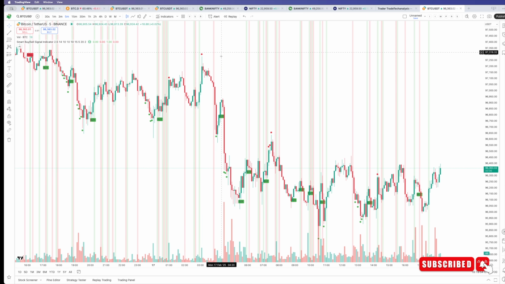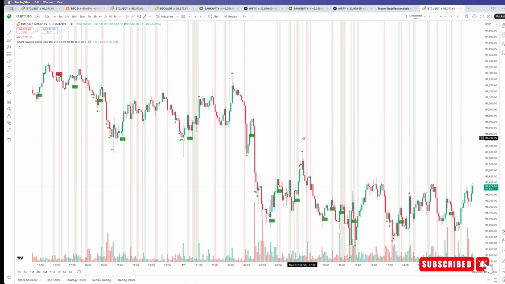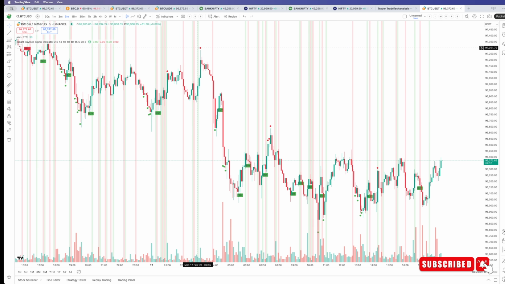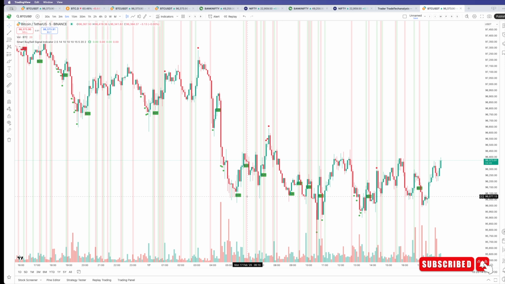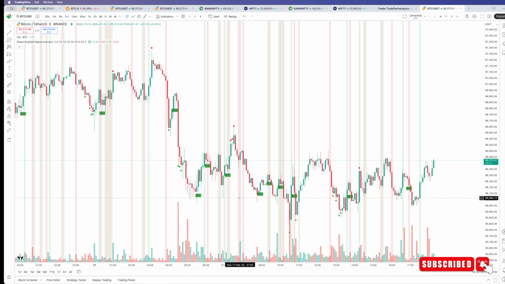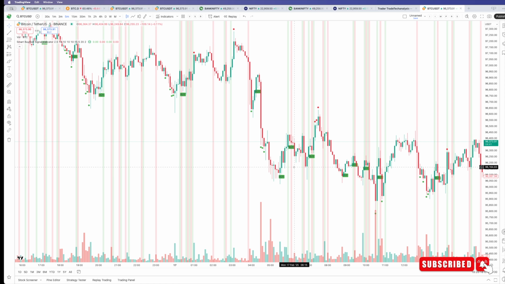So all these elements that I'm adding for the sure shot entry, as you can see there are some dots as well, right? It tells you that there could be a potential trend change. Similarly at the bottom as well, there can be a potential trend change. So when combining all these things, it gives you the buy or sell signal.